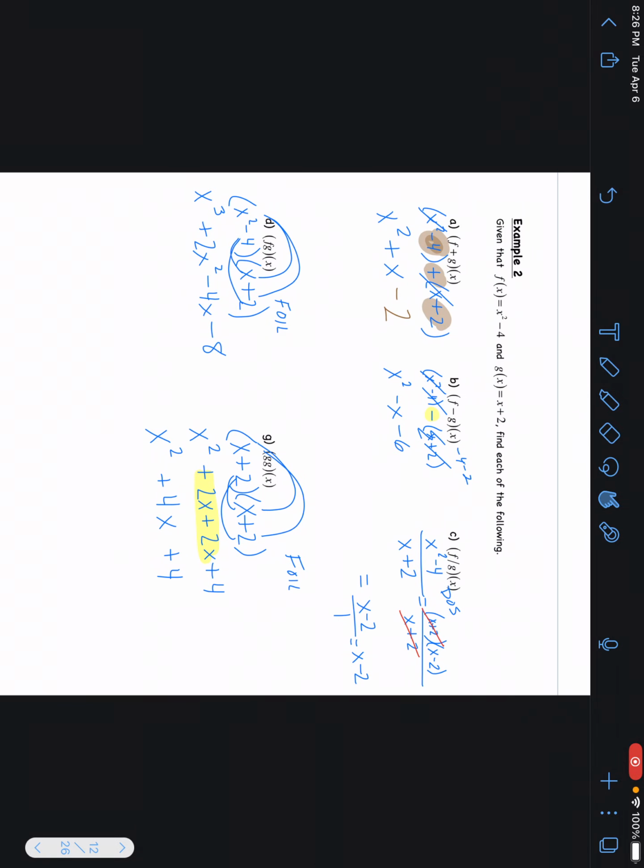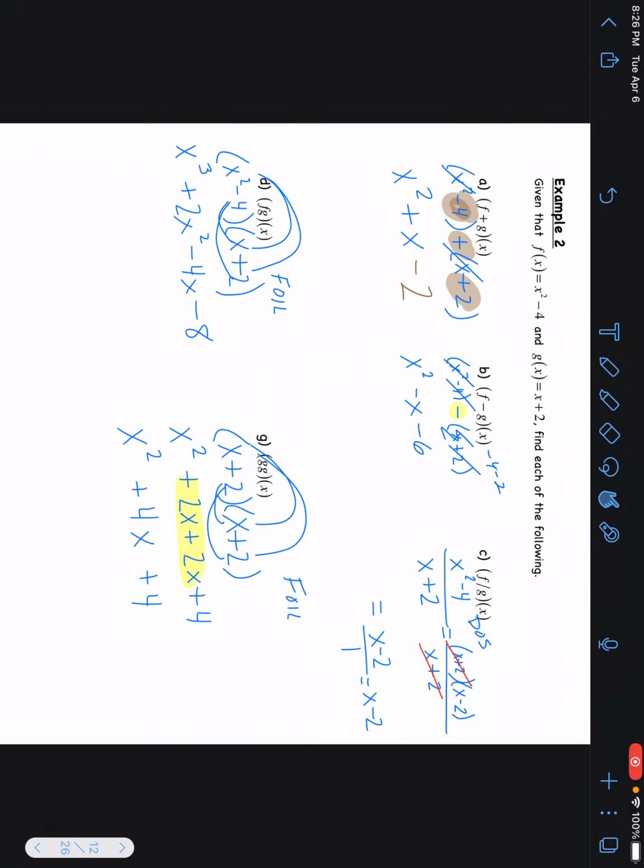Okay, so in example 2, what did we do here today? We were given function f and function g, and we did operations. We learned how to add them in A, subtract them in B, divide them in C, and sometimes factoring to see if we could cancel things out. And then in the bottom two, in D and G, we learned how to multiply them.